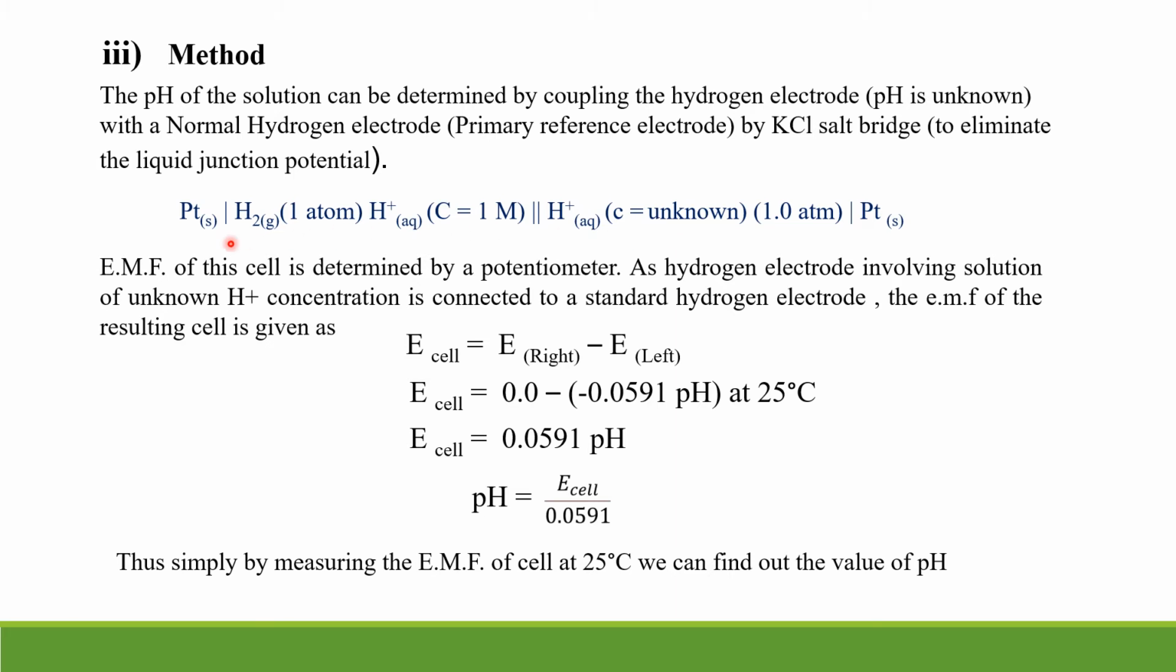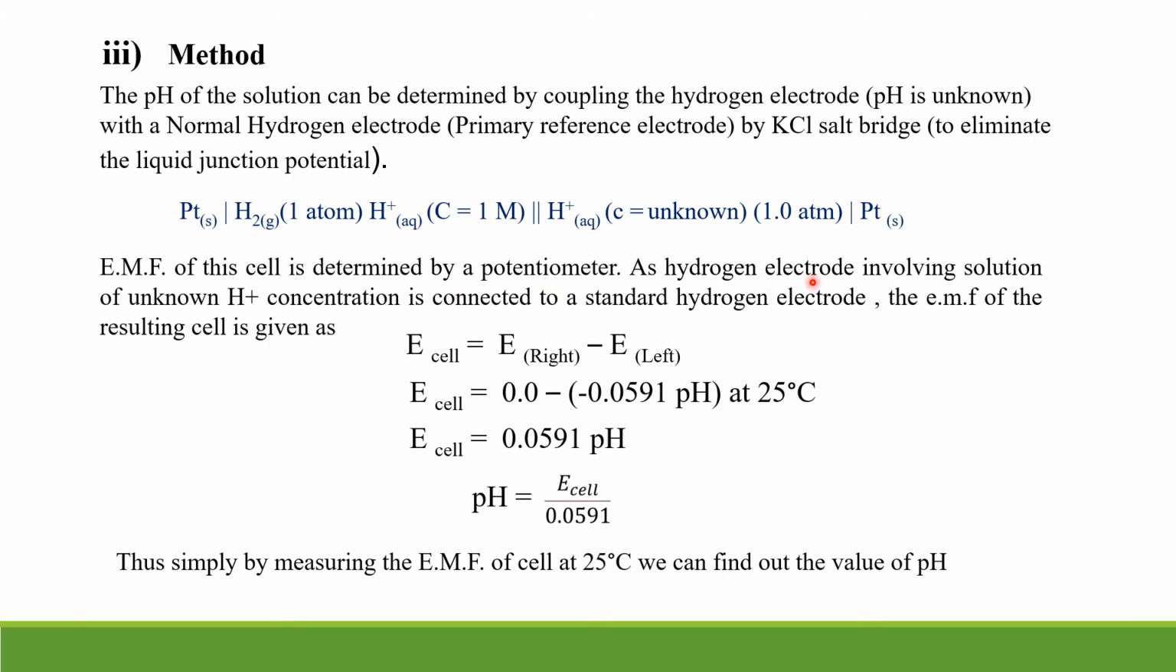So here you can see both these two electrodes, the left hand side electrode as well as the right hand side electrode, are hydrogen electrodes. The EMF of this cell is determined with the help of a potentiometer, because a potentiometer is an instrument by which you can measure the EMF, as well as there is a provision of measuring the pH with the help of a potentiometer.